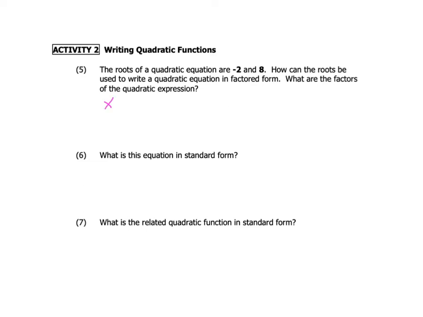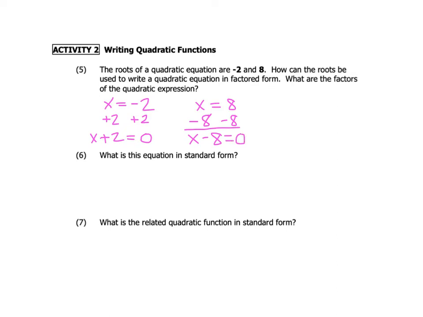We're saying that x equals negative 2, right? And we are saying x equals 8. So what I want to do is do this entire process backwards. What I'm going to do is add 2 to both sides, and I'm going to get x plus 2 equals 0. And if I go over here and subtract 8, I'm going to get x minus 8 equals 0.